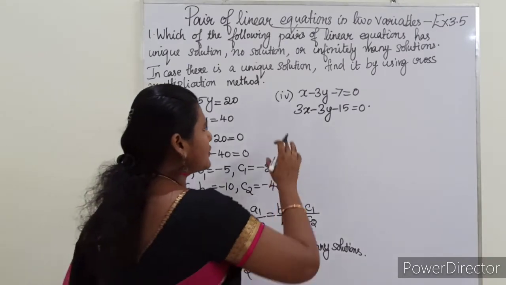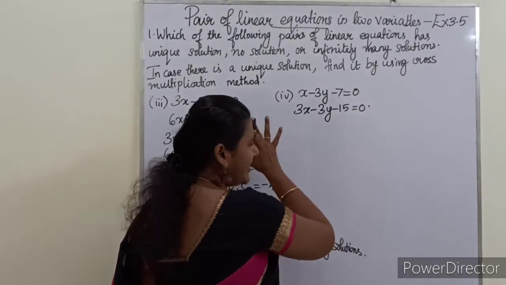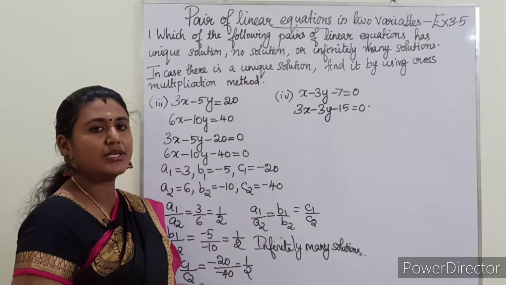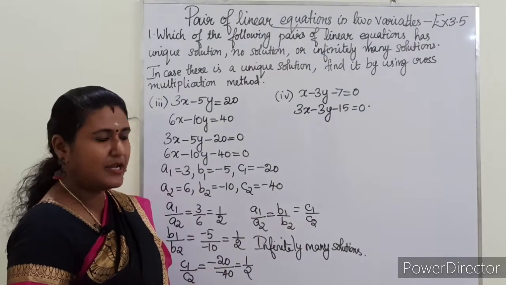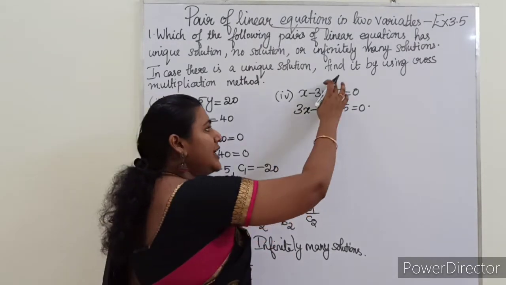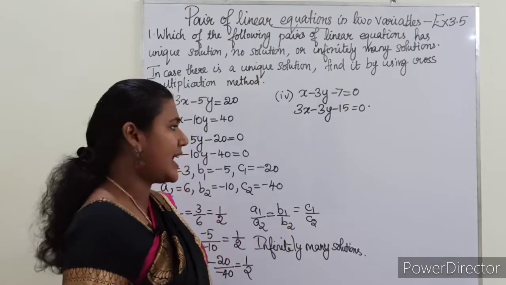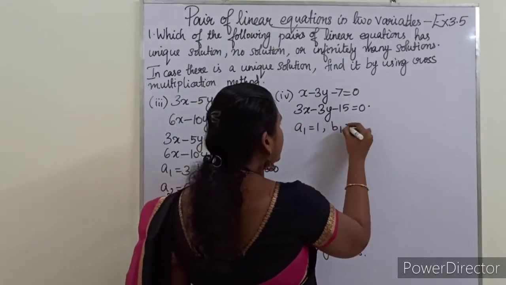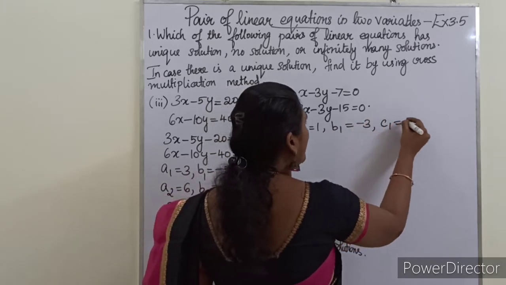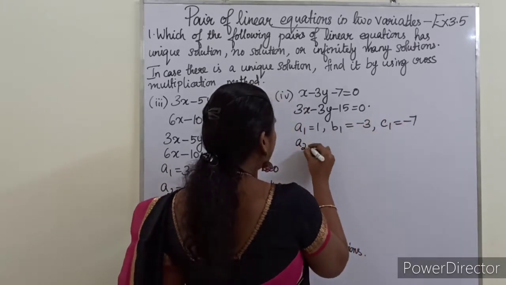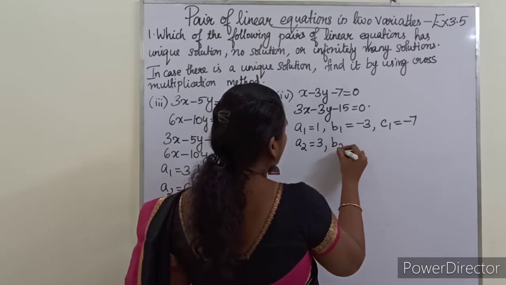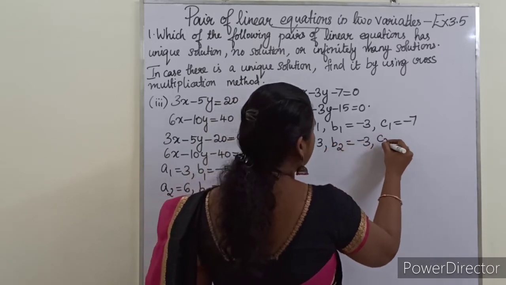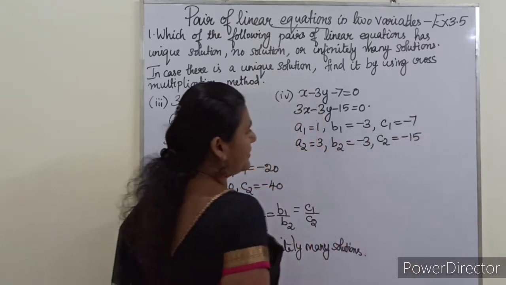So fourth question also first to verify. We will verify whether it has unique solution, no solution, or infinitely many solution. Here the equations are already in its standard form. So we will write A1 equal to 1, B1 is equal to minus 3, C1 equal to minus 7. A2 is equal to 3, B2 is equal to minus 3, C2 is equal to minus 15.